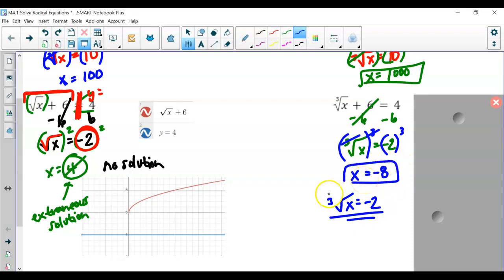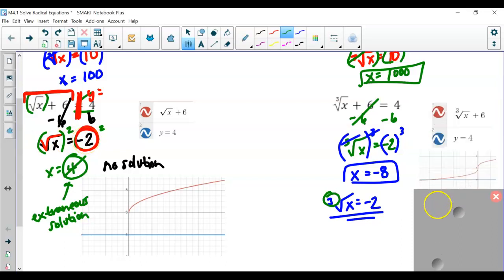So keep in mind, if the index is odd, 3, 5, 7, you can have a negative solution. But if it's even, like square root, you cannot have a solution.